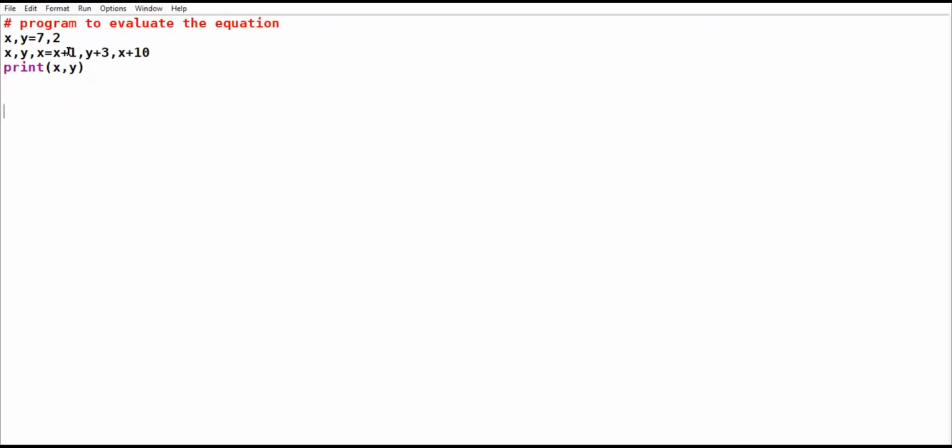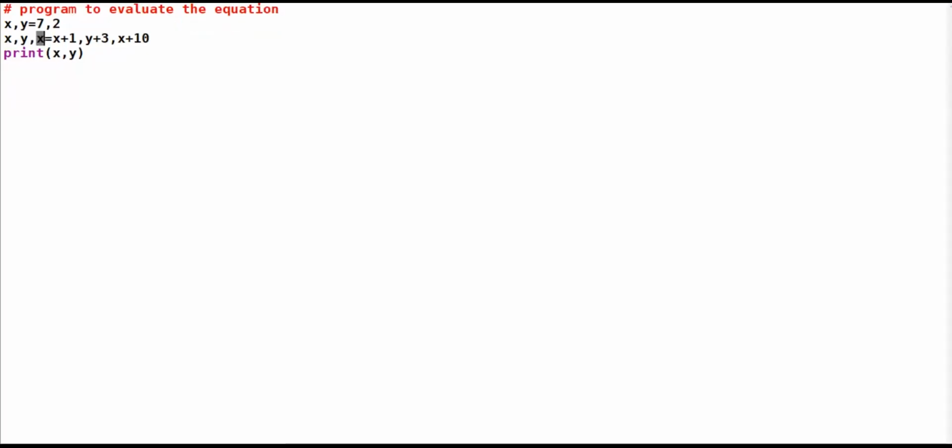Seven plus 1, 8. 8 goes to this X. Then Y plus 3. Y is 2. 2 plus 3, 5. Now this X will take the value 7. 7 plus 10, 17. Assigned to one variable again with the name X. So this is the updated variable with the value 17. So 17 comma 5 is the answer. Okay.